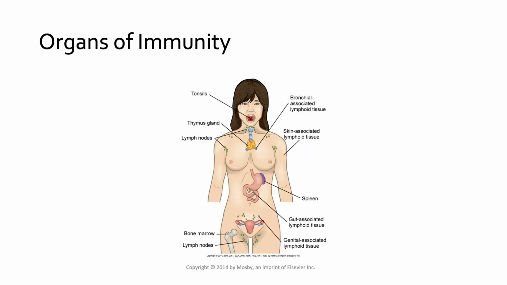This is just a picture of the organs of immunity. Remember, the spleen is involved. If you think about Felty syndrome and rheumatoid arthritis, this would be a dysfunctional immune situation where the spleen becomes involved, enlarged and overwhelmed. The bone marrow is considered an organ of immunity, as are the tonsils and different lymph tissue throughout the body.